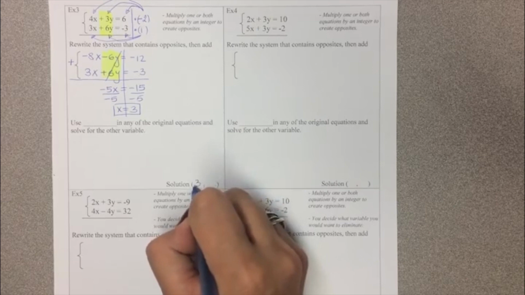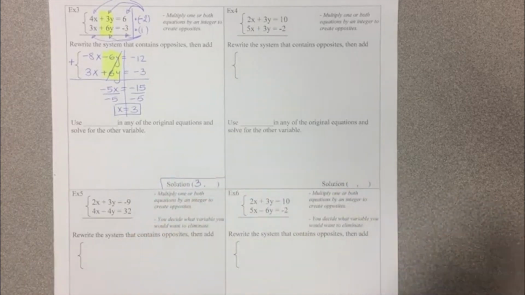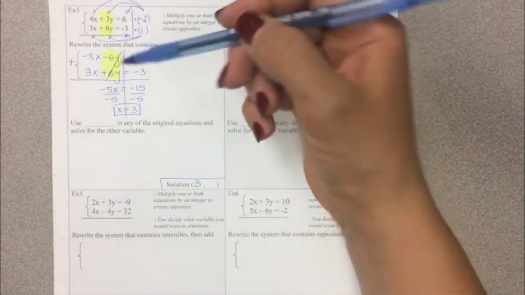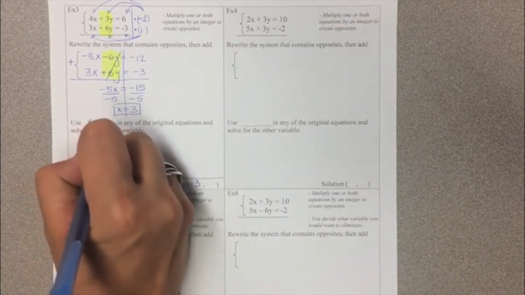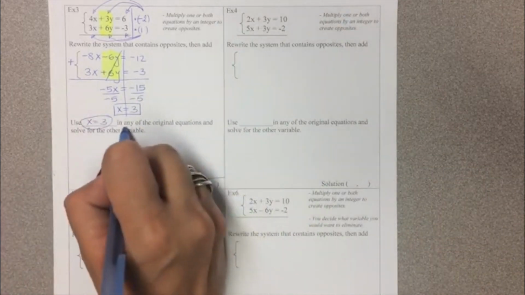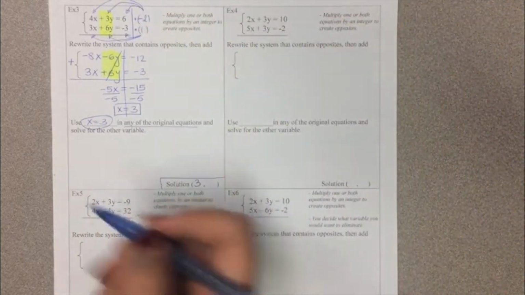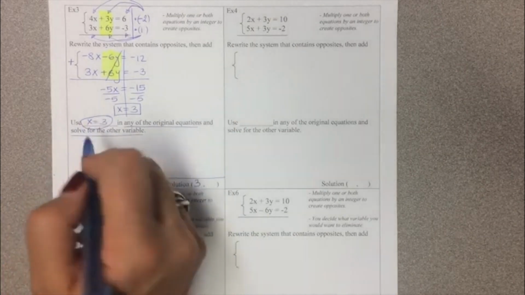In the solution, you have x and y. So after you find the x value, you still need to find the y value. The y value can be found using this x, because now you know that x is 3, in any of the original equations. So you just go back and pick one of the equations and then solve for y. So you use the x.